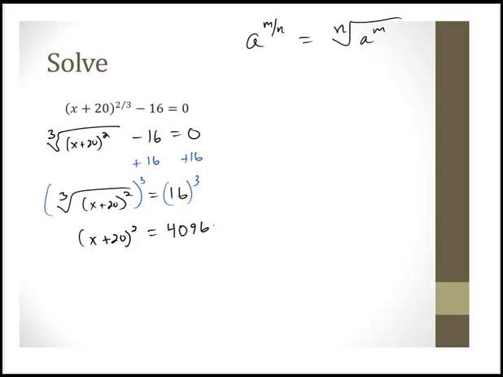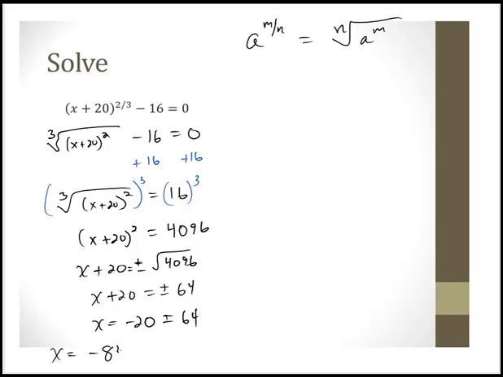Now I can apply the square root property. So then x plus 20 is the positive or negative square root of 4096. The square root of 4096 is 64. So x plus 20 is positive or negative 64. So then x would equal negative 20 plus or minus 64. So negative 20 minus 64, that's negative 84. Negative 20 plus 64 is positive 44.